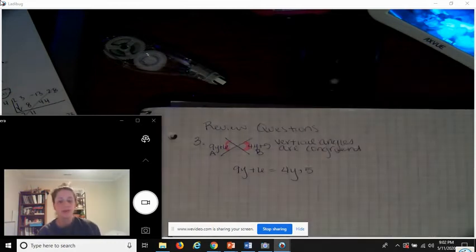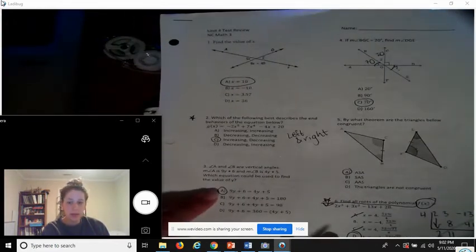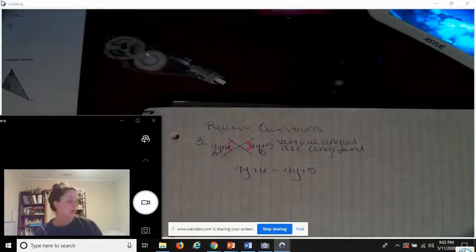Okay, so that should be my equation. That ends up being answer choice A, right here, 9y plus 6 equals 4y plus 5. That's all they ask you to do in this problem.